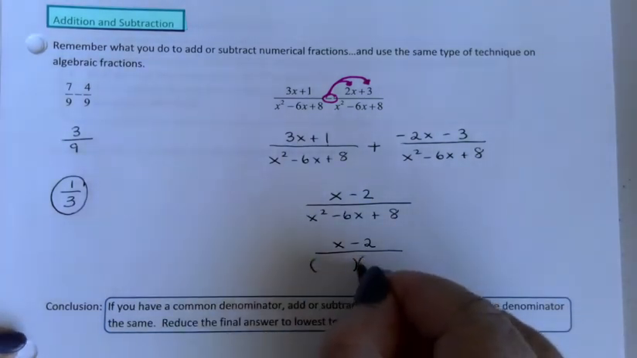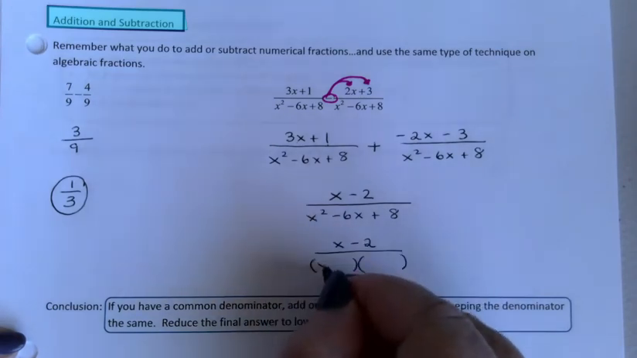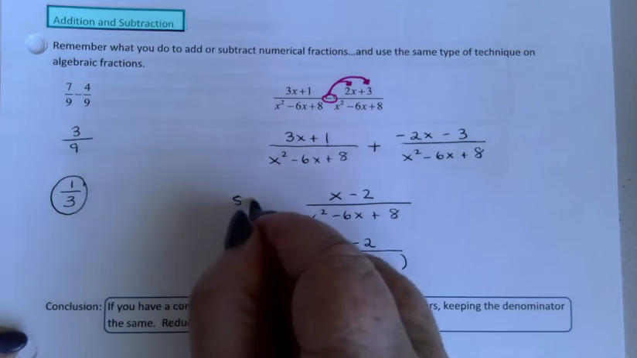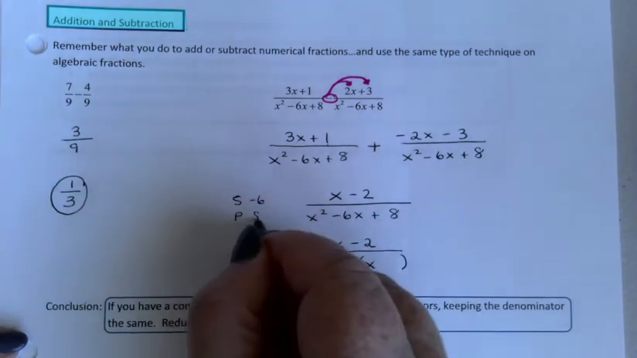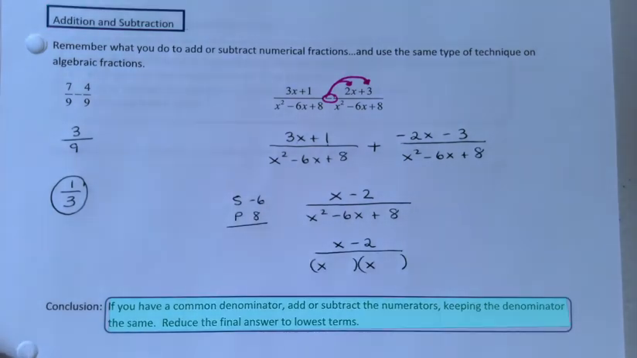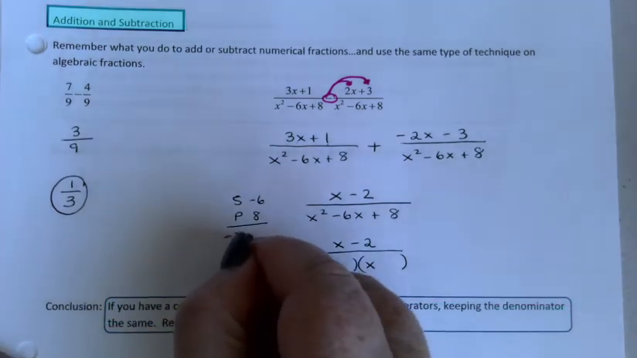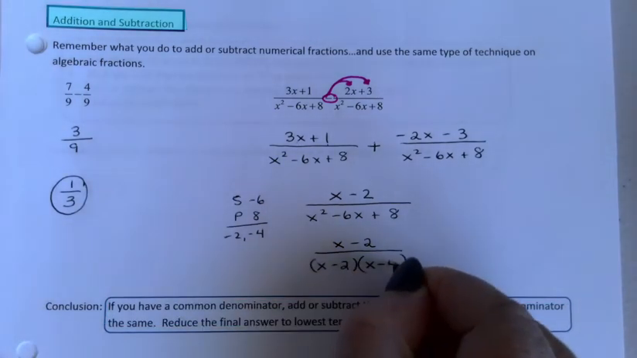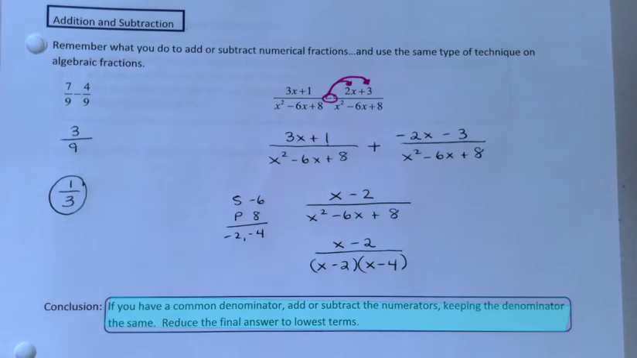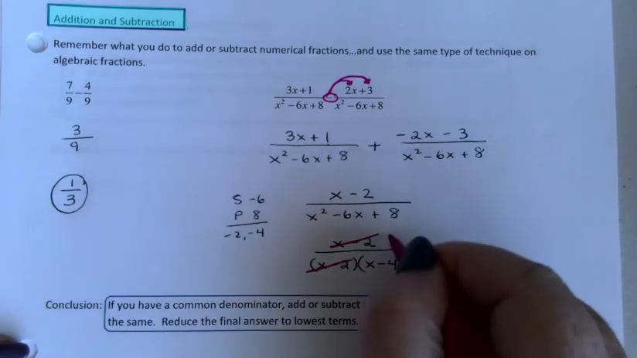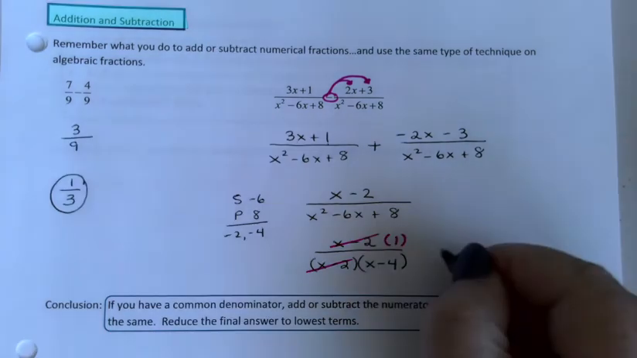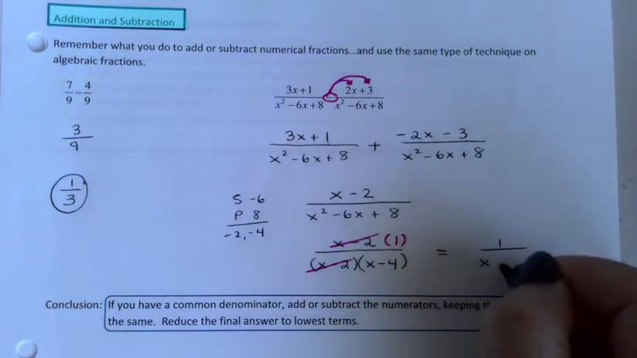This is a trinomial again, so I can do sum and product. It has to start with x times x. And I'd be looking at a sum of -6 and a product of 8. Thinking -2 and -4 would do that. And so indeed it wasn't in lowest terms. I can divide out the x minus 2's. x minus 2 divided by x minus 2 is 1. And my final simplified answer is then 1 over x minus 4.